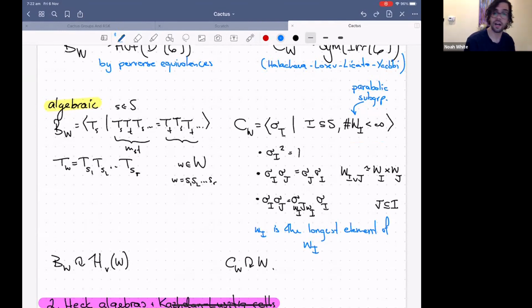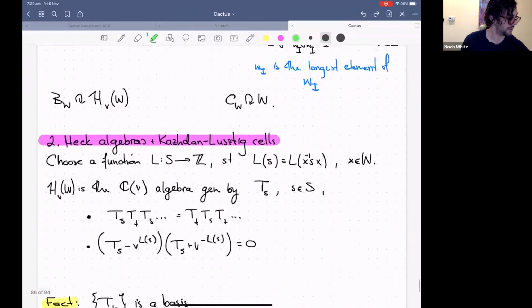Okay, and so what I'm going to explain to you now, a kind of silly statement, is that the braid group acts on the Hecke algebra. The Hecke algebra is a quotient of the group algebra of the braid group. We'll see that in a moment. And that this produces an action of the Cactus group on the Coxeter group itself. So let's jump into that, unless there are questions.